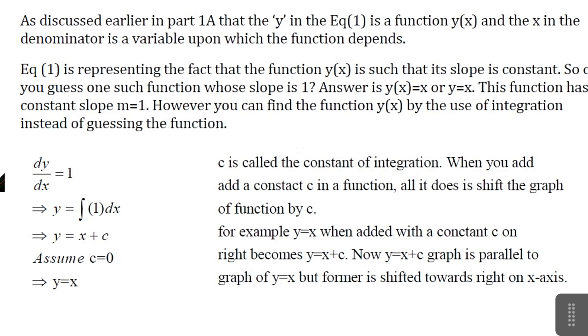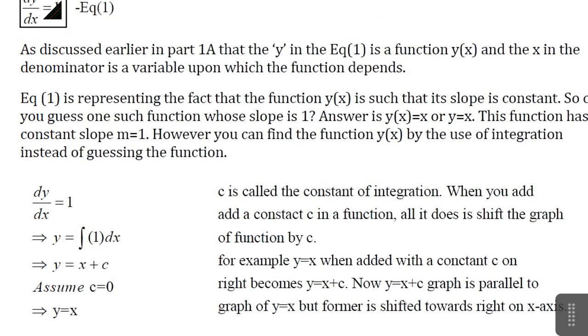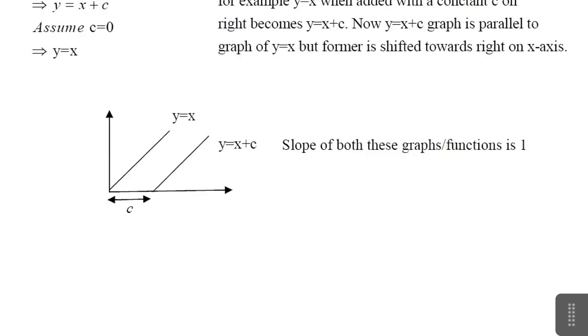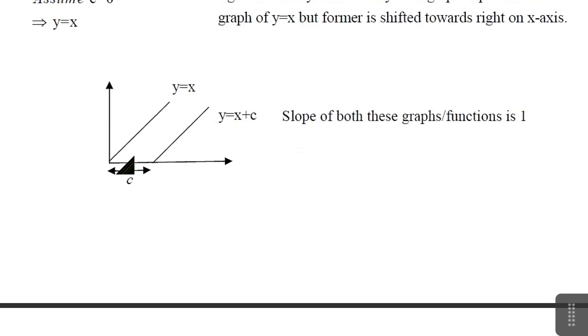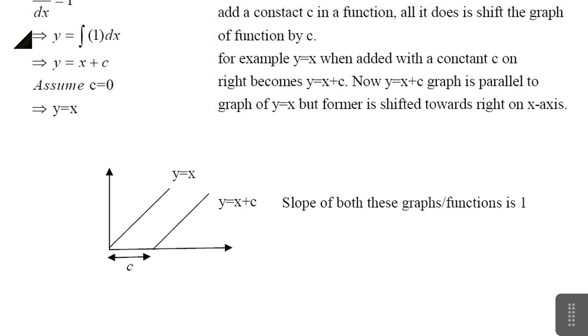So we understood that this type of differential equation may not have a single solution. It can have a family of solutions, and the explanation is that all the lines parallel to y equals x, and there are an infinite number of lines parallel to y equals x, are all solutions of the differential equation. Okay, this is a simple differential equation to start with.